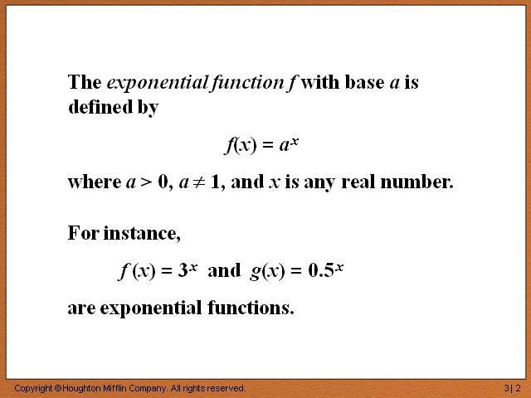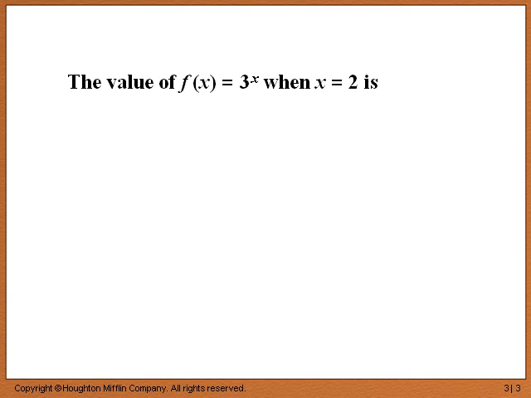For instance, f of x equals 3 to the x and g of x equals 0.5 to the x are both exponential functions. The value of f of x equals 3 to the x when x equals 2 is f of 2 equals 3 squared equals 9. We simply plug in 2 for x.